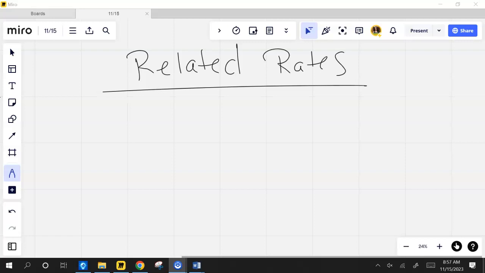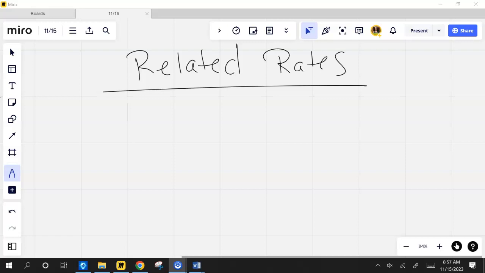All right. The easiest way I know to tell you to do related rates is just to do it. Let's do it. I'll show you my technique on how I approach these. These are all word problems, and you really just have to decipher.